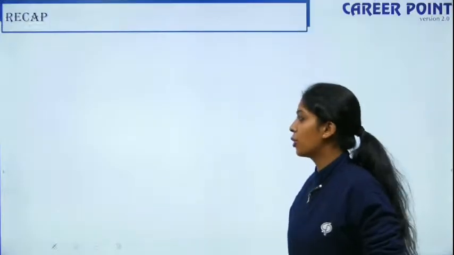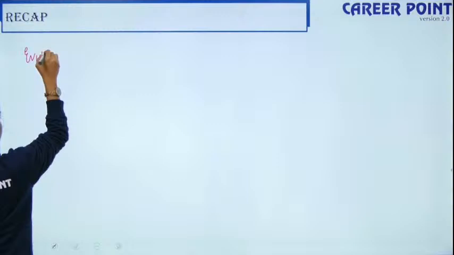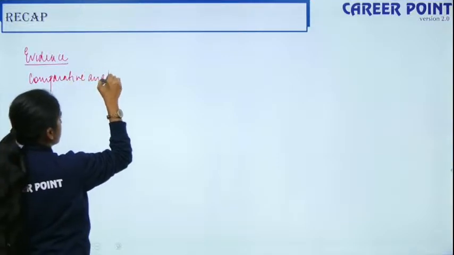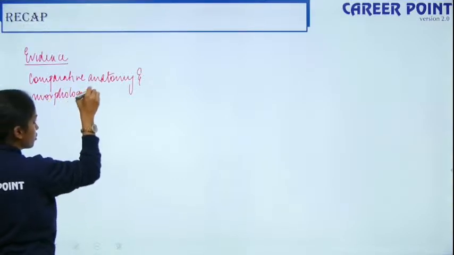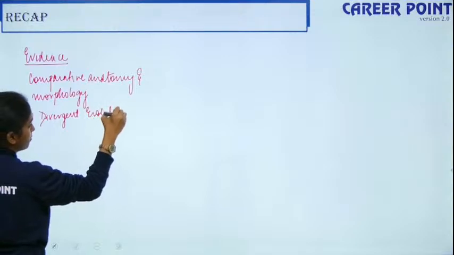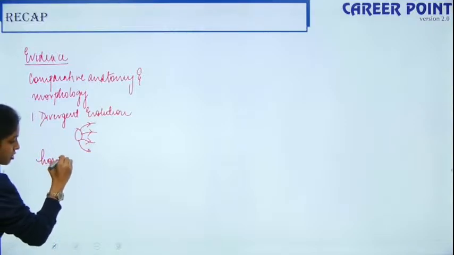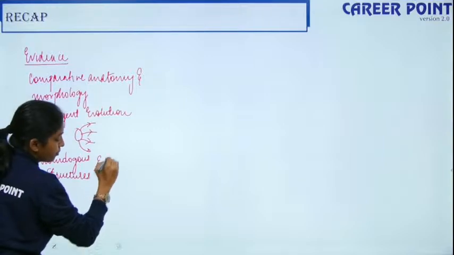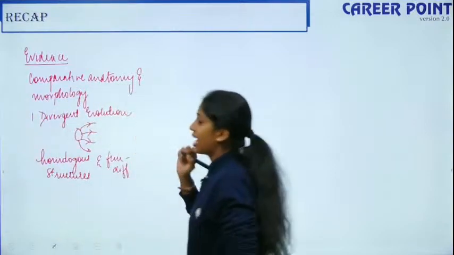So let's move forward and give a quick recap. I hope you remember the evidences for evolution. We spoke about one type of evidence, that is comparative anatomy and morphology. Here we had two types. I hope you guys don't get confused. We spoke about the first one, that is divergent evolution. In divergent evolution, they diverge from a single point. They have homologous structures and the function is different. So the organs are the same, but the function is different. So this is your divergent evolution.